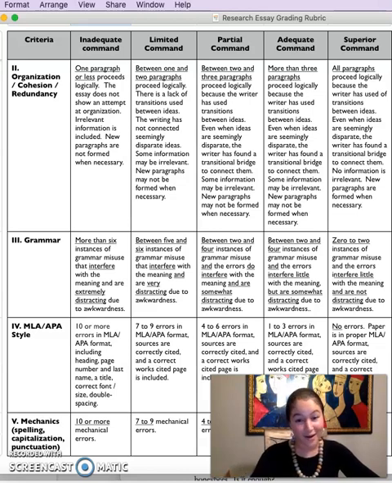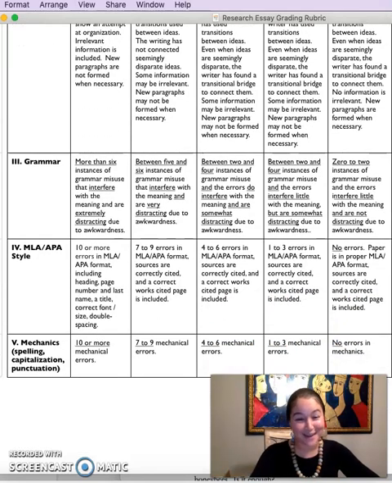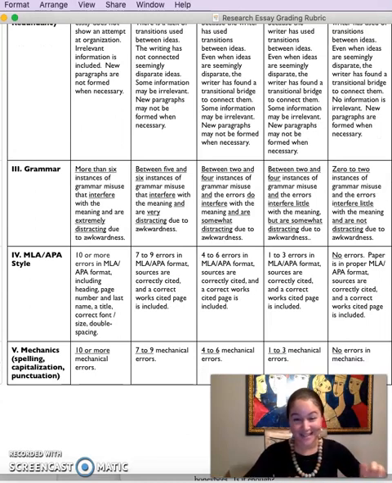And then, of course, you are familiar with these last three categories because they're in every single rubric that I create for your assignments: grammar, MLA, APA style, and mechanics. Okay, so for grammar, you know the rule. It's the same. 0 to 2 mistakes, you're still going to get all the credit. Between 2 and 4, so on and so forth. We've been there and done that. Let's move on to MLA and APA style.